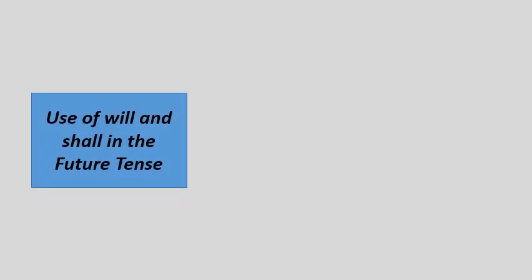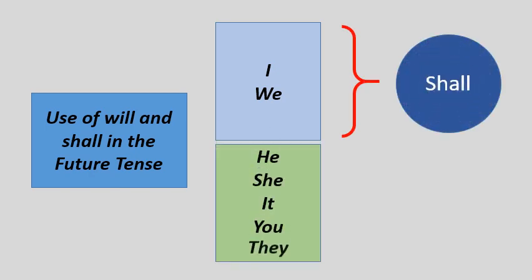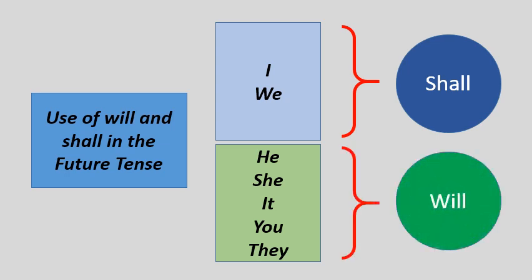Let's see where to use will and shall in the future tense. With first person, singular and plural, or pronouns I and we, we use shall. With second person and third person, singular and plural, or pronouns he, she, it, you and they, we use will in the future tense.